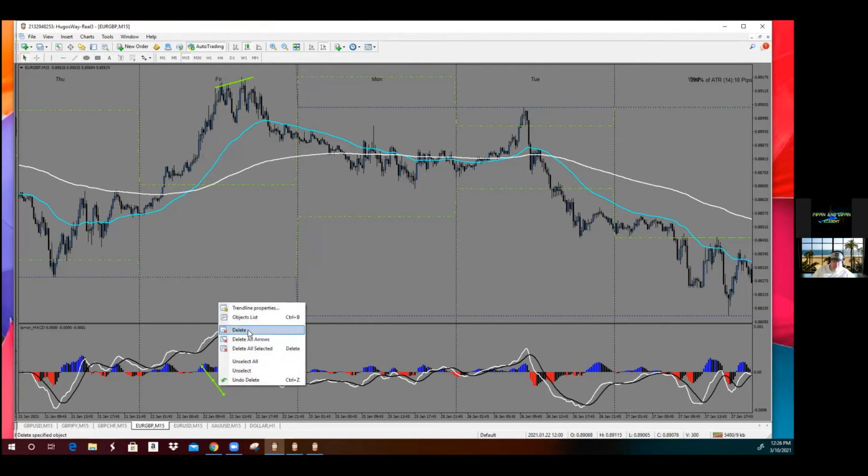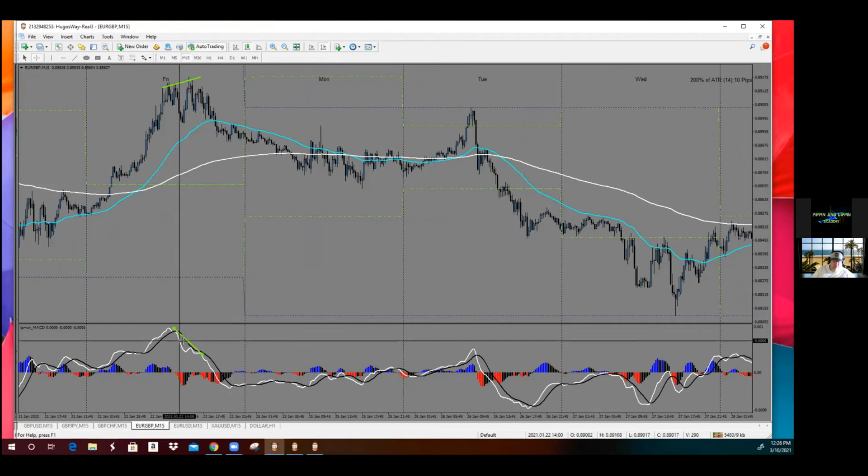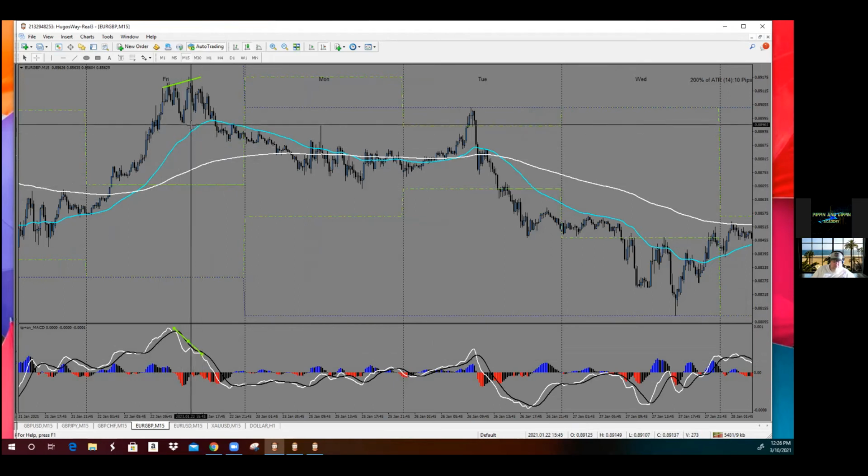So this is what I wanted to show you on the MACD. And also you got crossed up on the MACD. You were crossed down here. So once you got your entry and you were still crossed up, your confidence was even higher.